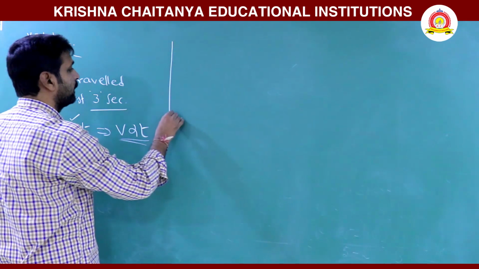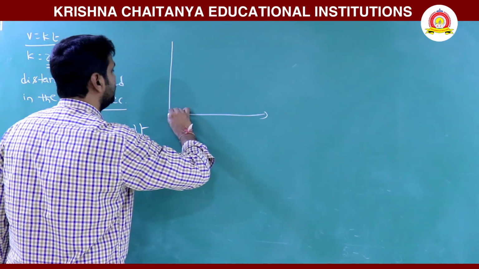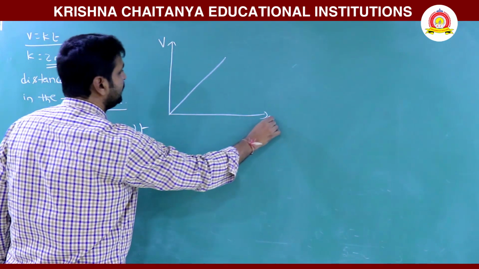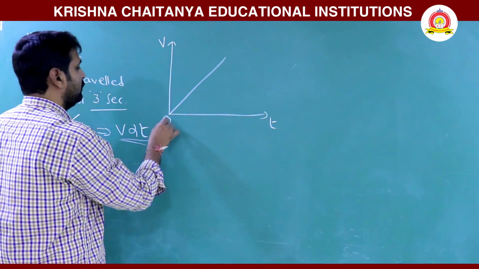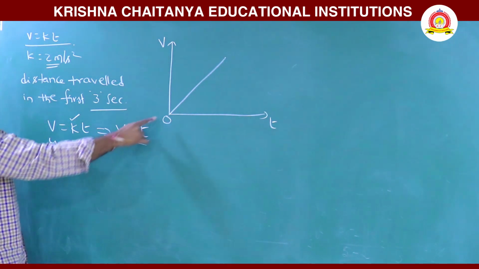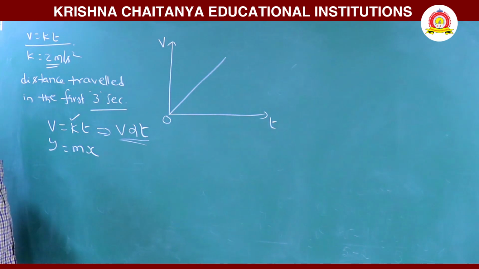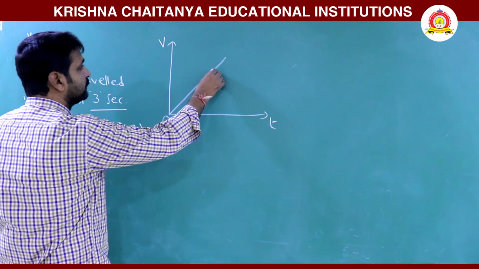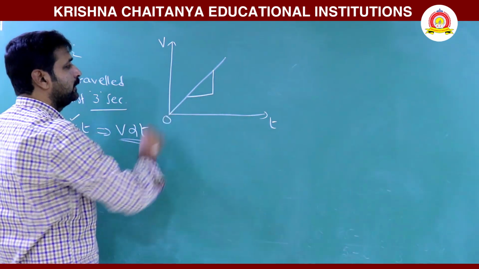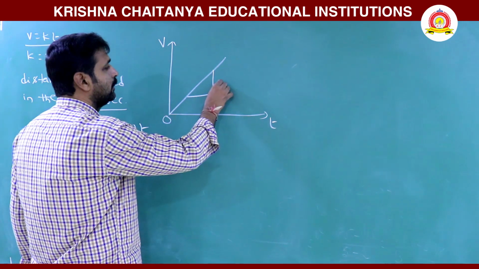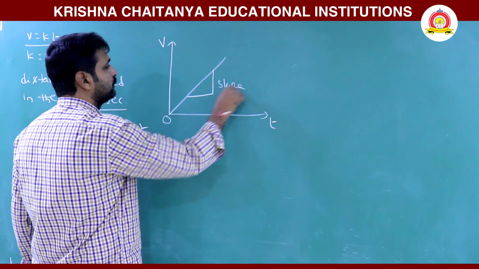Then here, this is a straight line. This is velocity, this is time. So y is equal to mx is a straight line passing through the origin. Here this is v is equal to kt. The slope is m, which is 2.